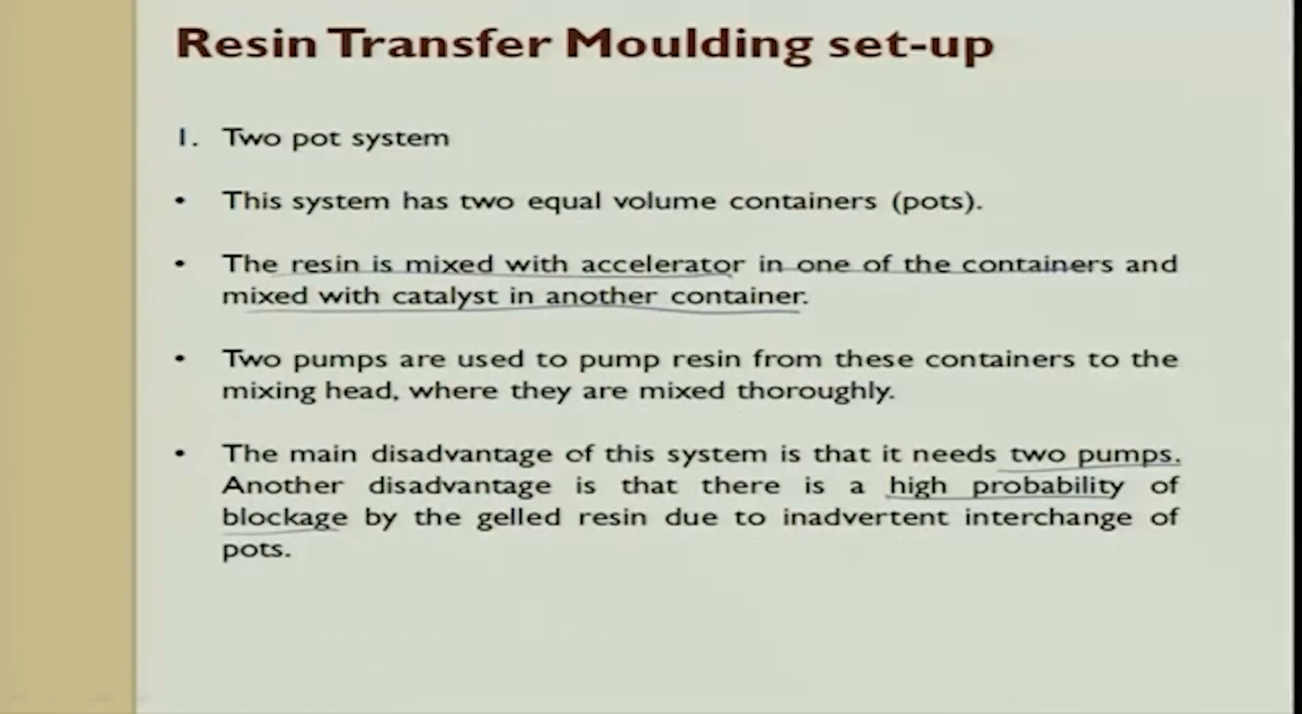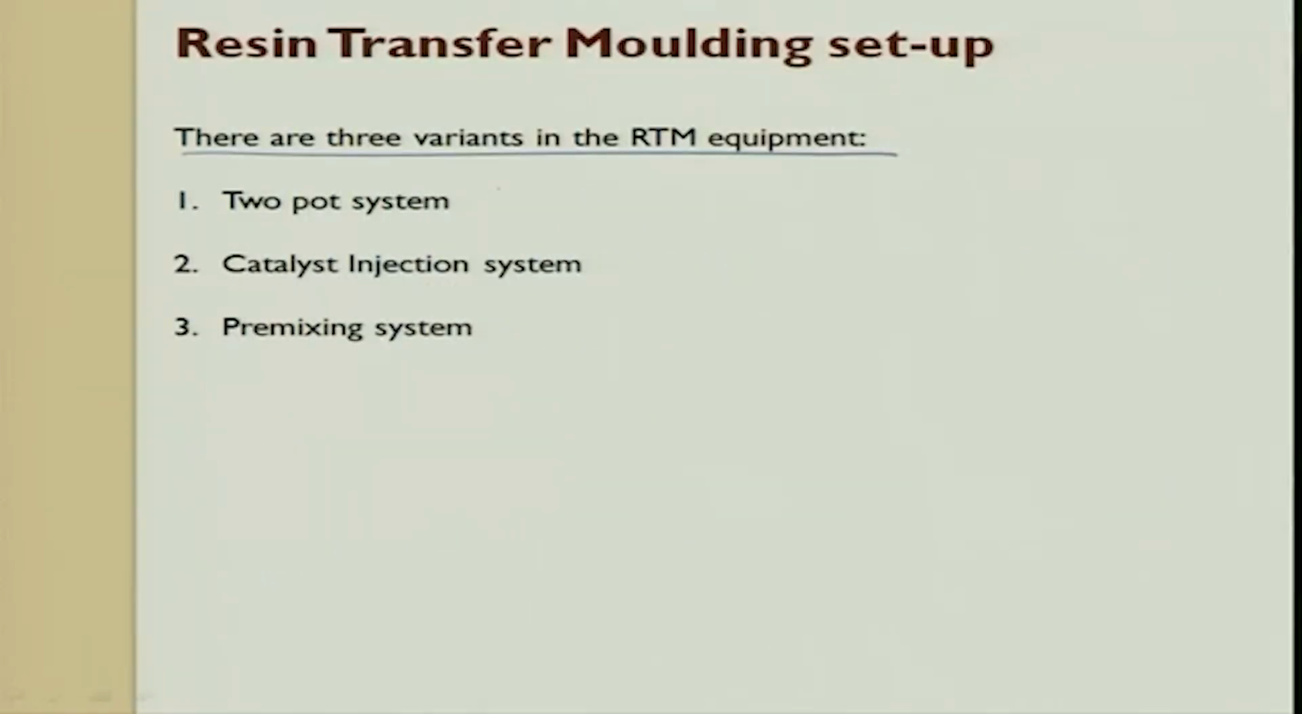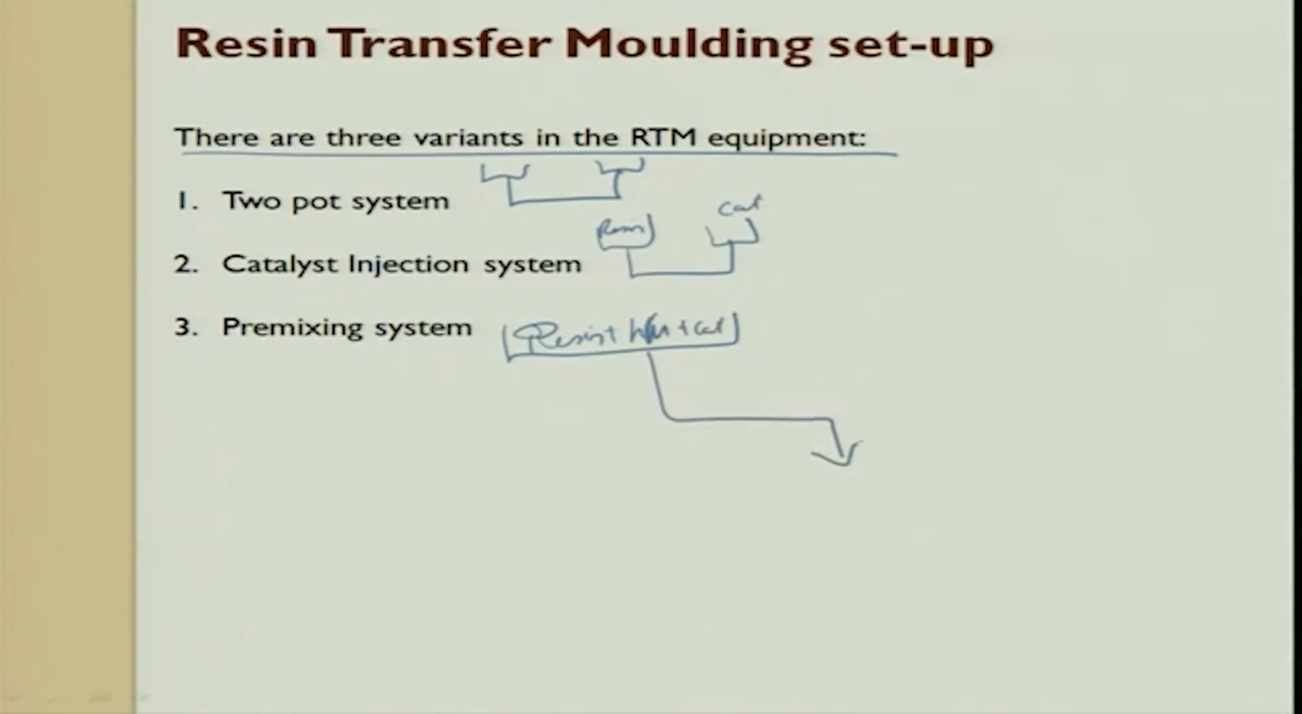One is the two-part process. Two-part is something like this: you have one part here, one part here. Then this is catalyst directly injected, and the rest of the resin is mixed here. And here everything is pre-mixed, resin plus hardener plus catalyst, everything is mixed and then it is injected.